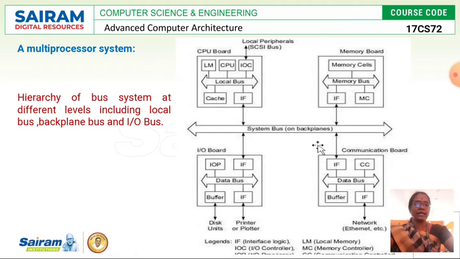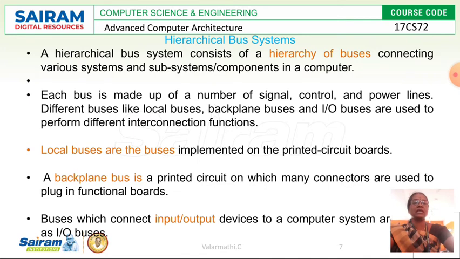How are these connected? They are internally connected, and these major components of a computer are connected via one single common system bus. That system bus is shared among the four components. How this system bus is employed is level by level. So what are those? The first one is local buses.